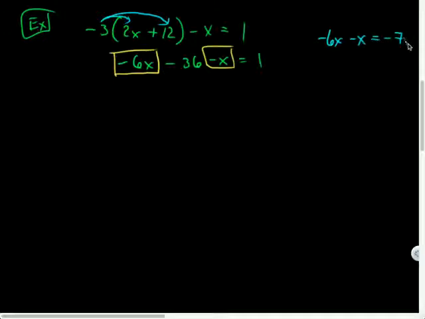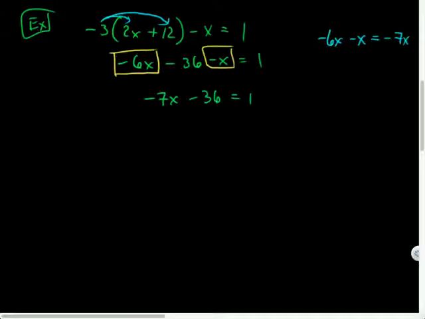Negative 7x. So when you combine like terms, you simply add or subtract their coefficients, but the variable itself stays unchanged. So that's something worth seeing there. So that's negative 7x minus 36 equals 1. My equal sign's got a little bit of a squiggle there, but that's good enough.